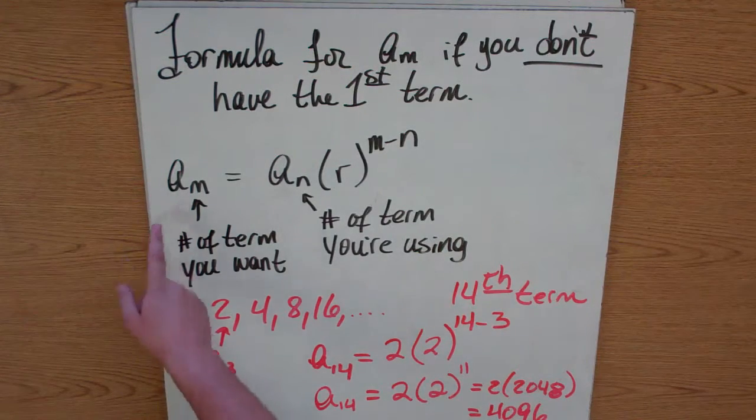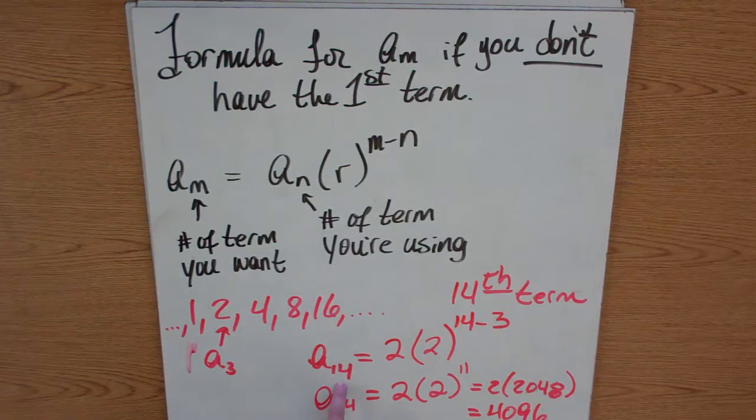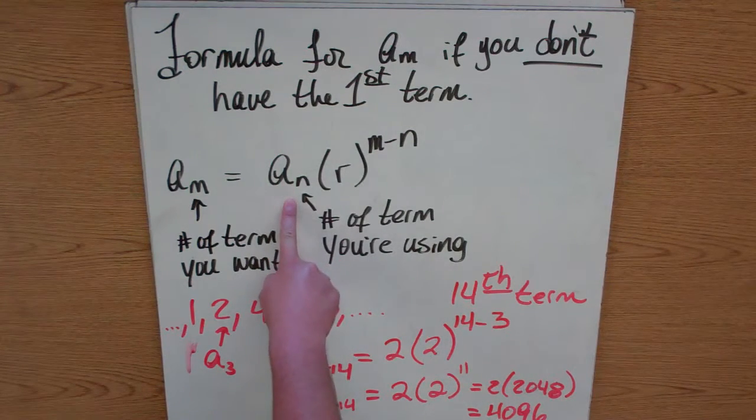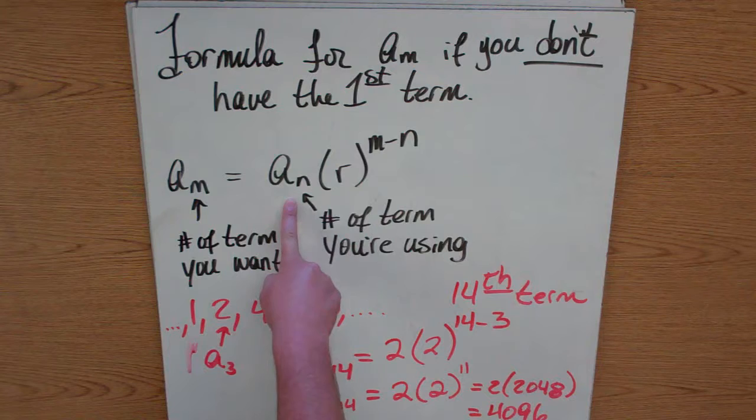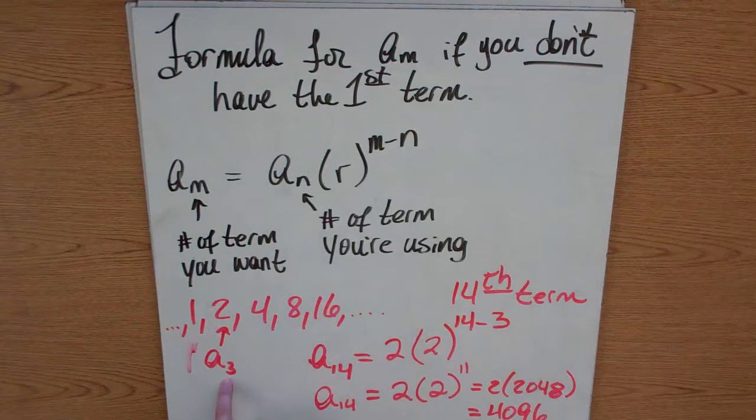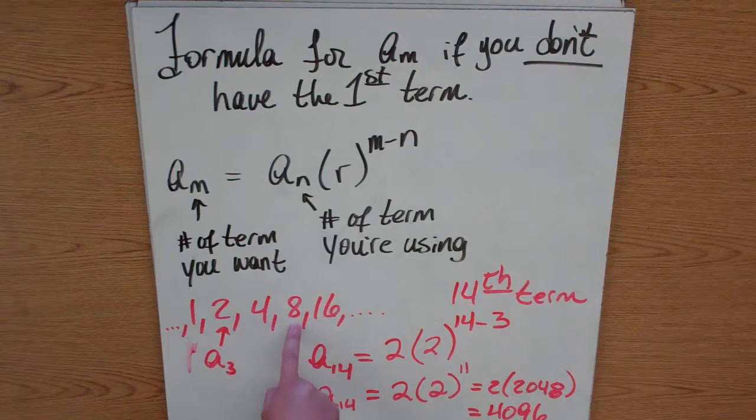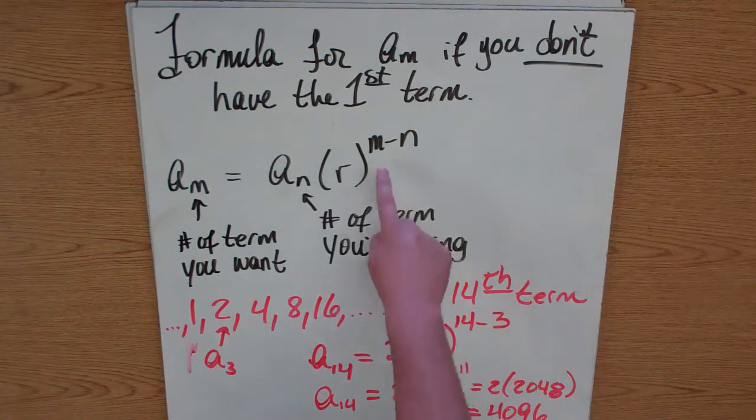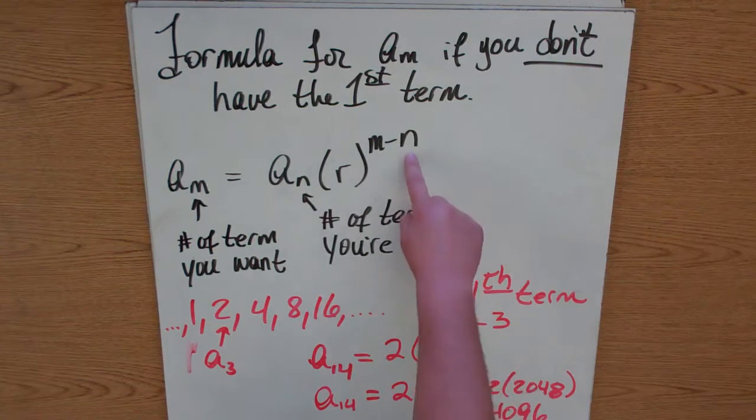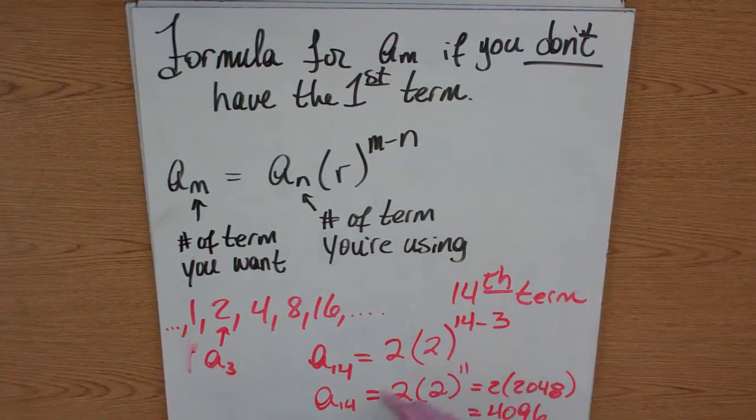Again, this is your formula when you don't have the first term. a sub m, where m is the number of the term you're looking for. So in our example, a sub 14 equals a sub n, where n is the number of the term you're going to use. In our case, we used the 3rd term, so a sub 3 was 2, times r, which is the ratio, which you can find by taking one number and dividing it by the previous number. So that was 2. And then m, again, is 14, and n was 3 because we used the 3rd term. Then you just simply do the math and plug into your calculator.